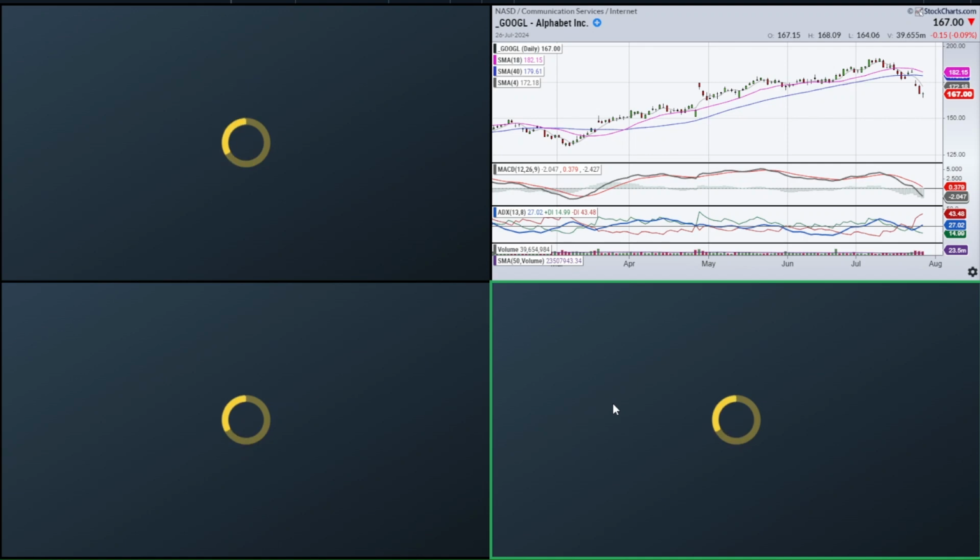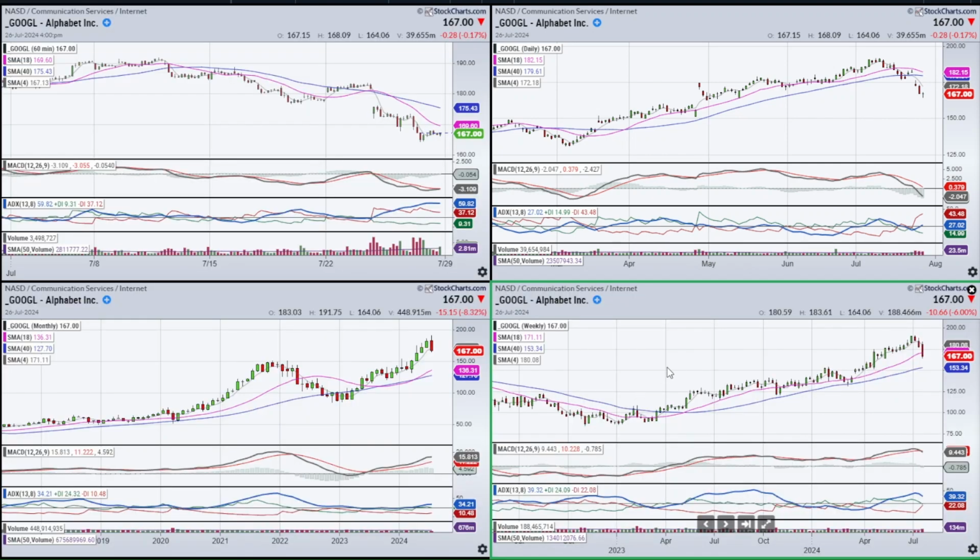Let's look at something like Google. So here's the thing. We've got the same sort of pattern developing on the monthly chart. We've got good strength. We've got a pretty good move. The only negative is that we haven't had a pullback towards the 18-month line, which is what we need.